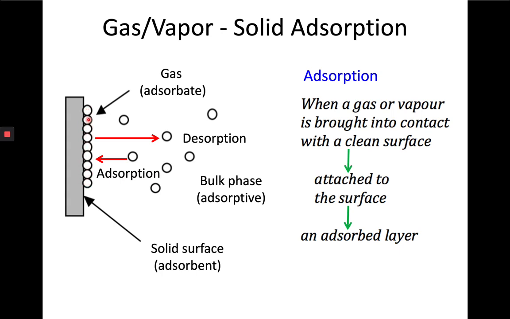Okay, desorption is a reversible process of adsorption where gas is released from the surface of the solid to the bulk again. Okay, adsorbate is a gas molecule that has adsorbed at the surface of the solid, while adsorptive is the gas molecule in the bulk phase. Adsorbent is a solid substance which is able to adsorb the gas molecule.